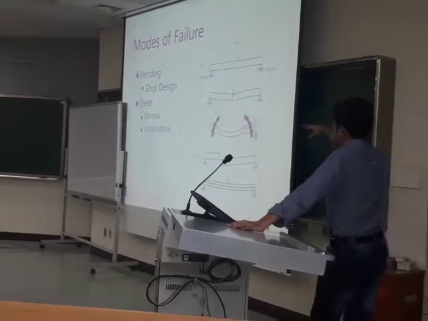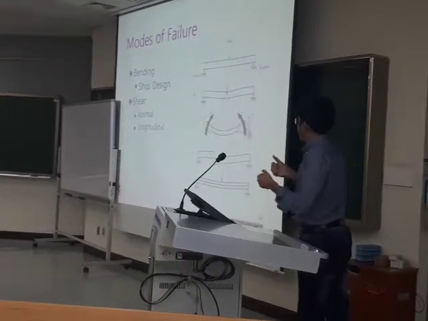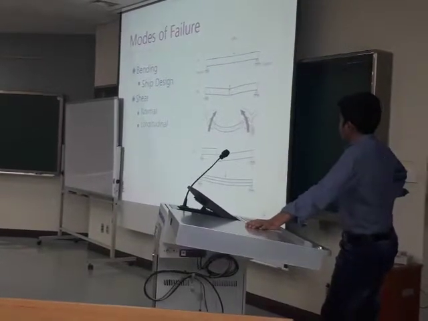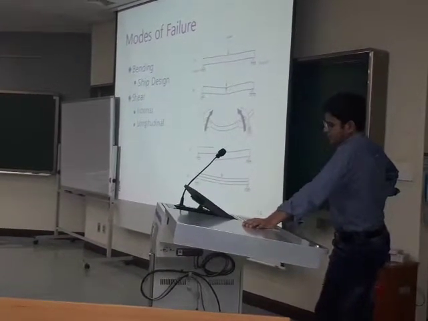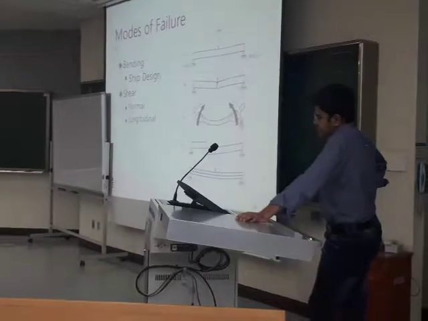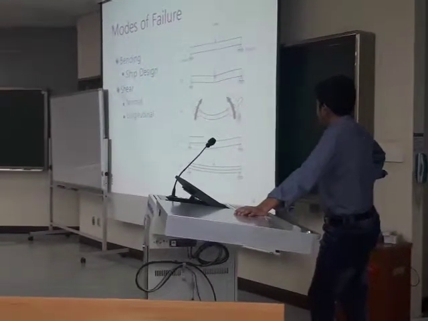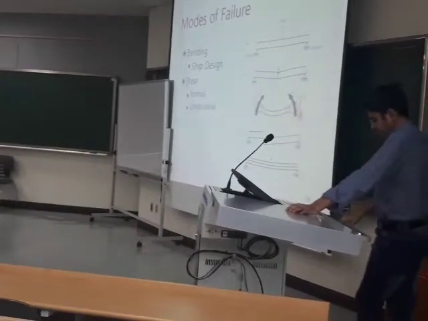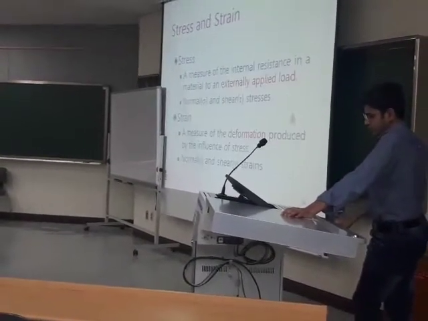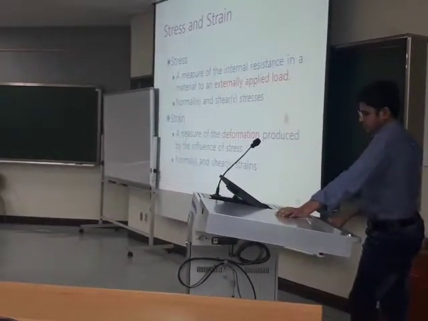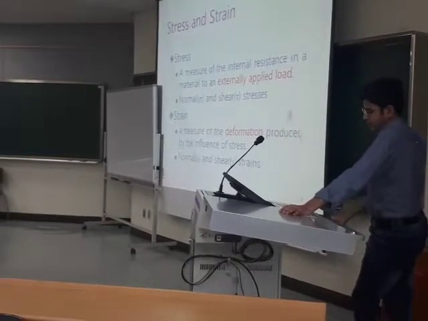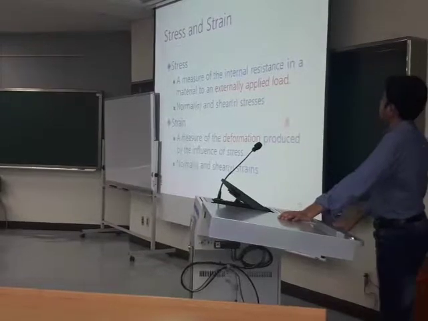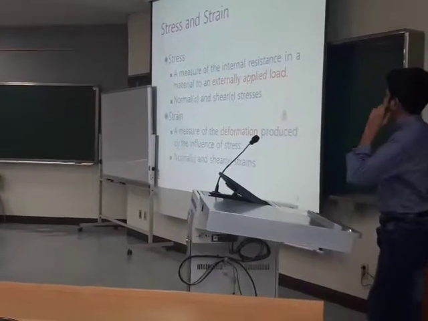And third is just the hand-drawn illustration of how the bending is going to affect. Last two are related with the shear. Second last is normal shear, and the last one is longitudinal shear. These are the different modes of failure. These terms are coming from the strength of materials or mechanics of materials subjects.